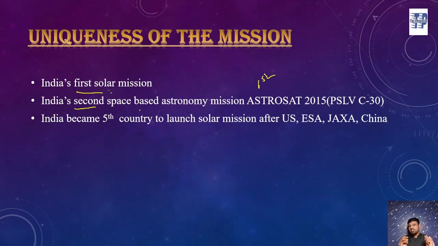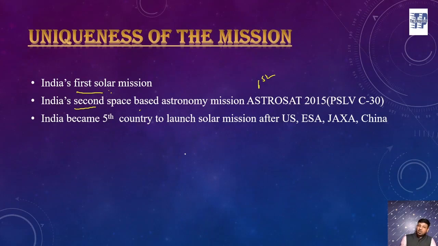Space-based astronomy means observing, let's say, ultraviolet rays and X-rays in multiple wavelengths. We are going to observe space. That is known as space-based astronomy. And this is the second mission for space-based astronomy from India.